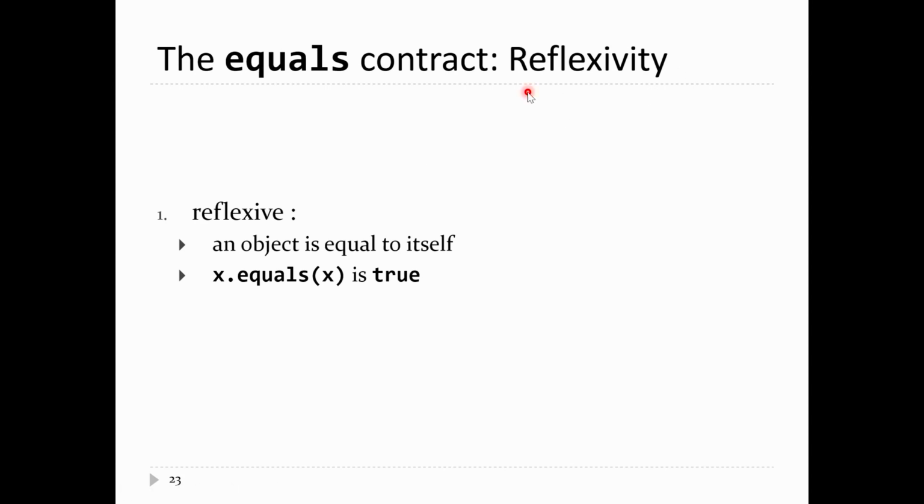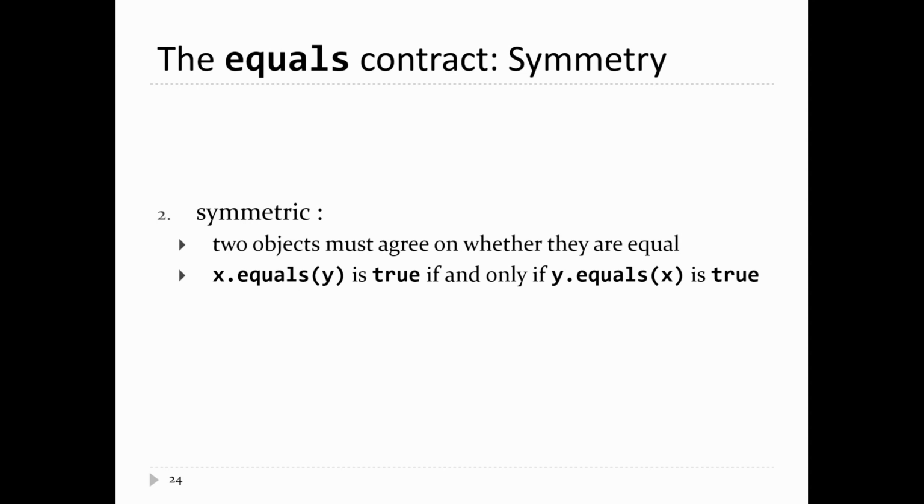So reflexivity, that's just the fancy mathematical way of saying that an object is always equal to itself. So x equals x is always true. Symmetry just means that if you flip the order of the 2 arguments, then you get the same result as long as that one's not null. So in plain English, 2 objects must agree on whether or not they're equal. If x equals y is true, then y equals x must also be true. If x equals y is false and y is not null, then y equals x is also false.